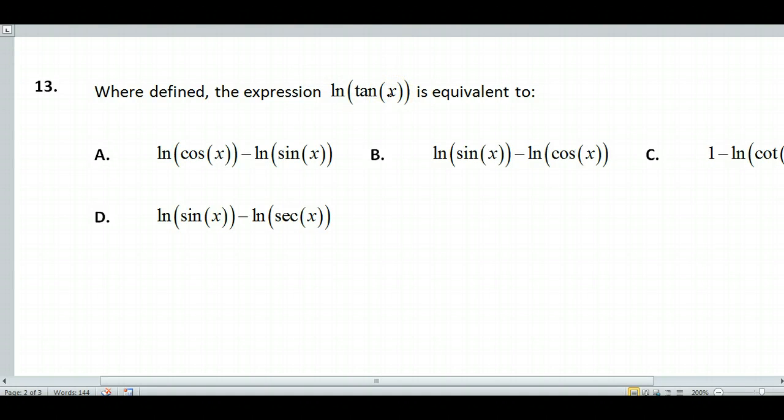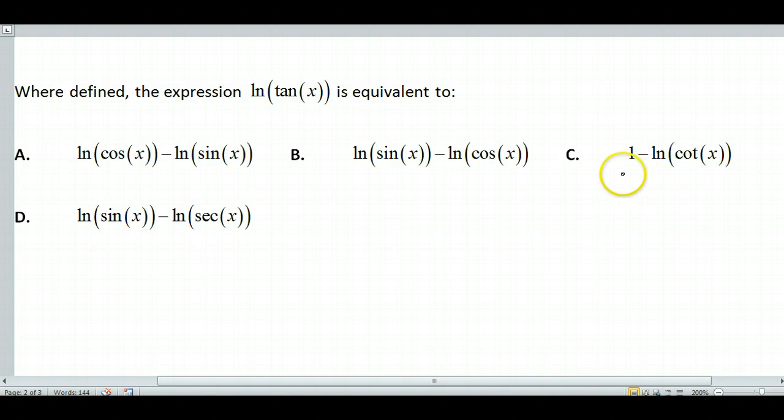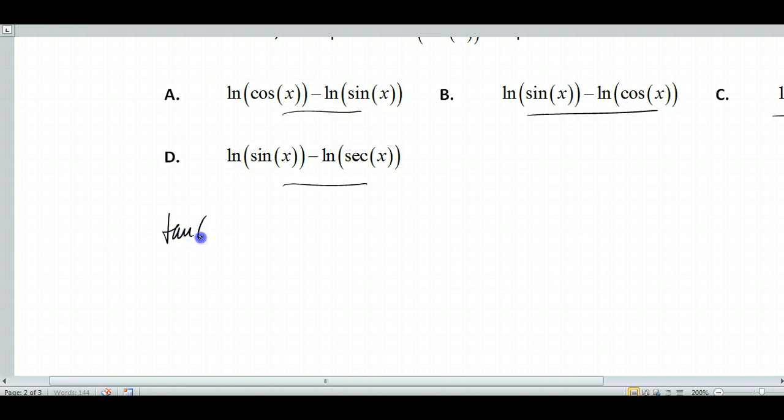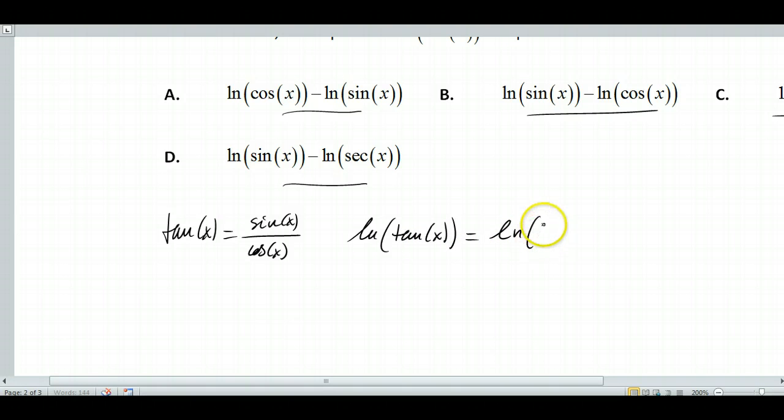Question 13. The expression ln of tan x. So what is this all about? Well, when you look at that, obviously there's a rewriting of tan right here, right? I mean, I don't see any tan right there. So what do you know about tan? If you were to rewrite it differently, there's only one way to do that, right? tan x is sine x over cosine x. So ln of tan x, this is the log of a ratio.